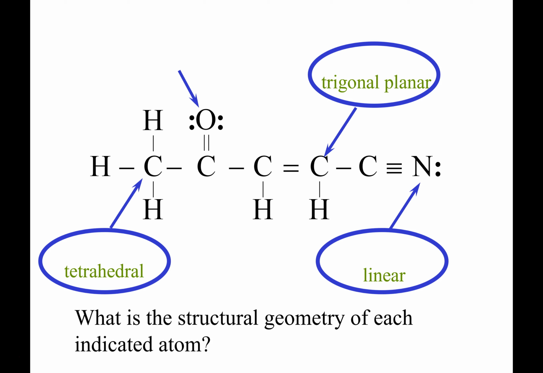So back to you, Gabe. This oxygen atom, how many sigma bonds? One. One, very good. How many pairs of lone pair electrons? Two. Two. So what sort of geometry would you expect? Trigonal planar, perfect. You got it. Very good.